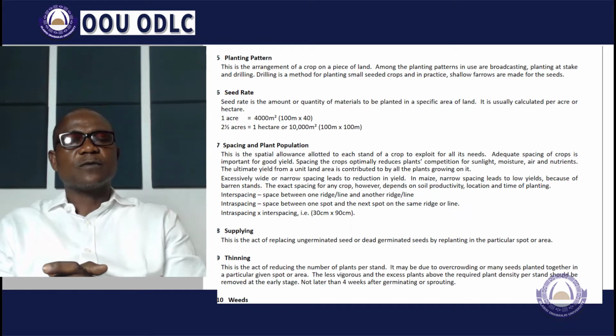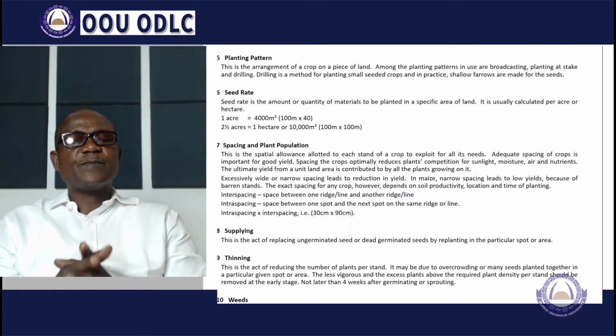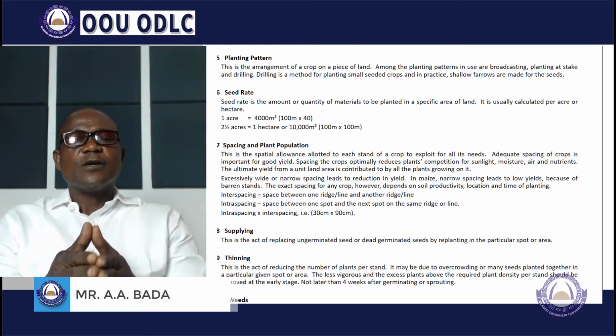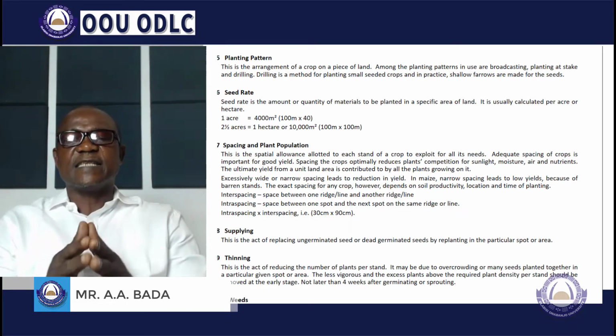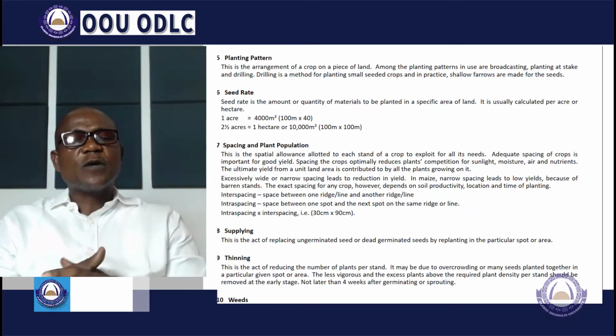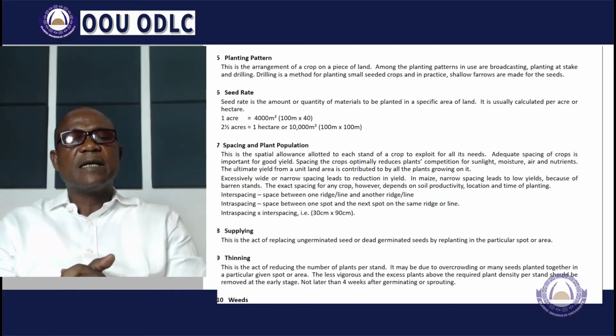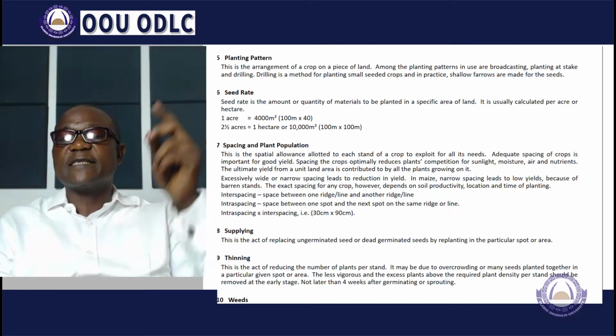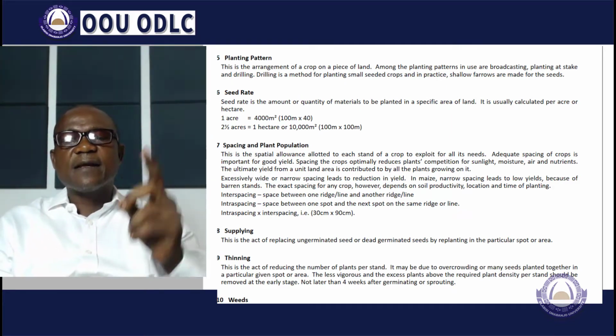Spacing and plant population. This is the spatial allowance allotted to each stand of a crop to exploit for all its needs. Adequate spacing of crops is important for good yield. Spacing of crops optimally reduces plants' competition for sunlight, moisture, air, and nutrients.